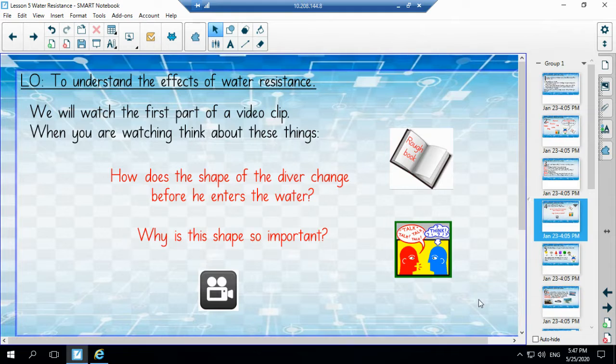We're going to watch the first part of a video clip, and when you're watching, I want you to think about how the shape of the diver changes before he enters the water and why the shape is so important. Let's take a look.